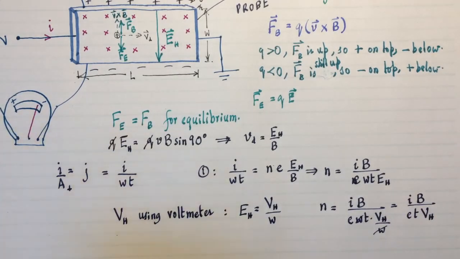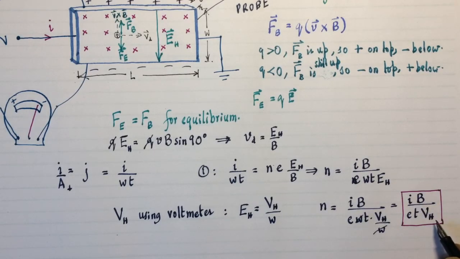A completely amazing formula is this formula. By measuring the current through an ammeter, by measuring the voltage using a voltmeter, by knowing the magnetic field, this magnetic field is external and it's controlled by you, by knowing that magnetic field and by measuring the thickness, you can find the number density of participating charge carriers in a complicated atomic situation. Truly remarkable fact.